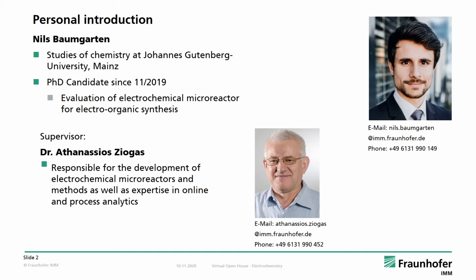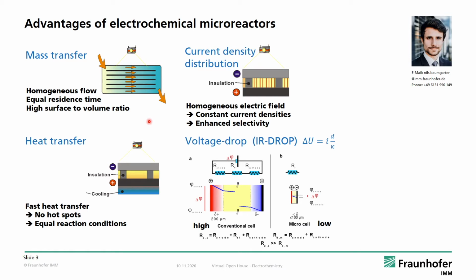So why is it interesting to use a microreactor for electrochemical synthesis? Well, at first we have a very defined mass transfer, and this homogeneous and laminar flow we have in those microchannels creates a very narrow distribution of residence times. The high surface to volume ratio ensures a good heat transfer, and hotspots or overheating, which occur due to Joule reaction heat or high amperage, is avoided. In addition, we have a very homogeneous electric field in those microreactors, so a very equal current density distribution. This results in a very high selectivity for the reaction. And finally, the low voltage drop, which is due to the small distance of the electrodes.